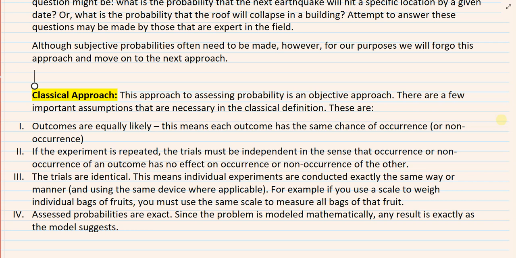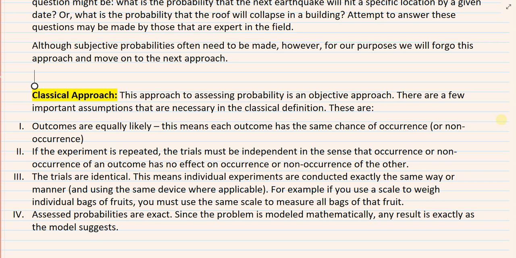And the trials must be identical. That means however you do the experiment, it has to be done exactly the same way. And finally, the probabilities that are found through the classical approach are exact probabilities, and these models are exact models.